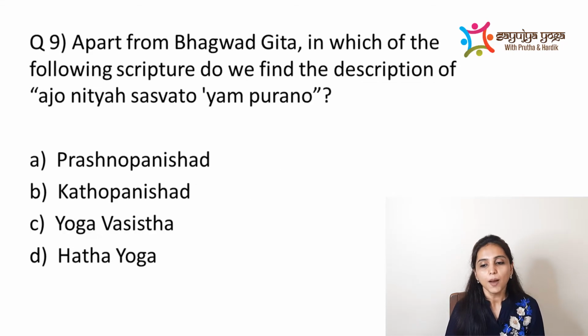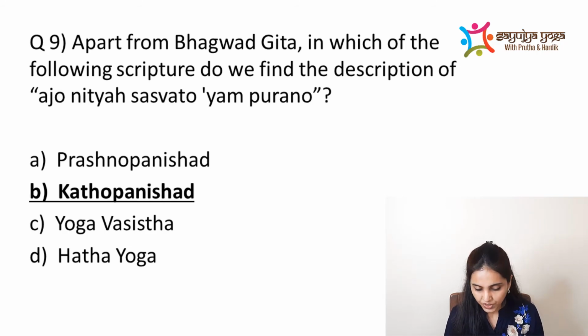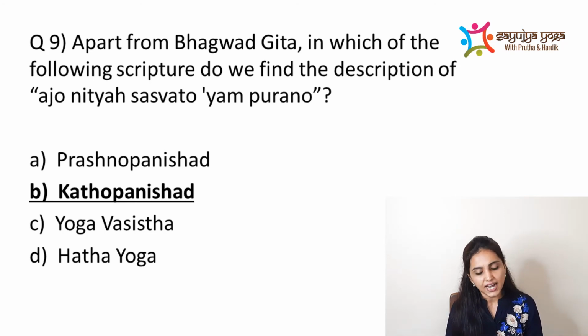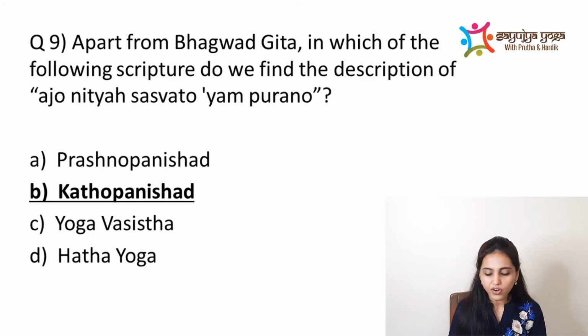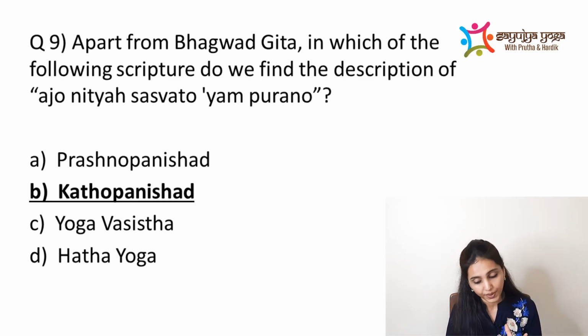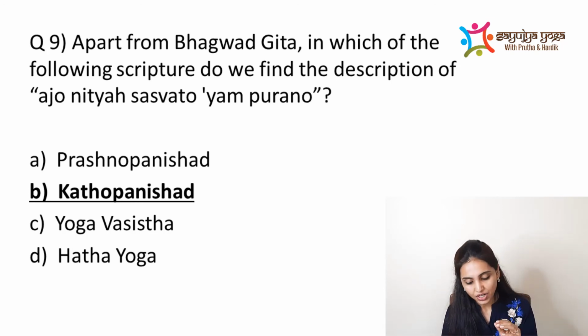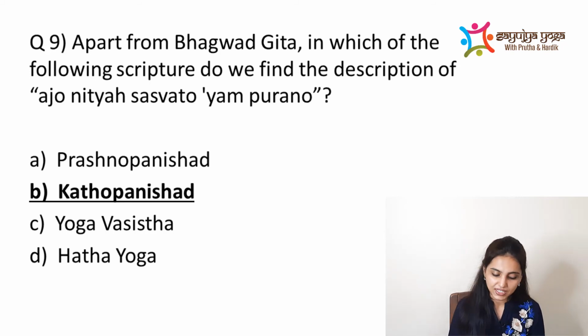The next question is, apart from Bhagavad Gita, in which of the following scriptures do we find a description of Ajo Nitya Shashvatoyam Purano? Okay, and the correct answer is option number B, Kathopanishad. Now mantra number 18 of Kathopanishad elaborates on this. Okay, now it is very similar to what is given in Bhagavad Gita. It says that the Atman is not born nor does it die. It did not spring from anything and nothing sprang from it. This is unborn, eternal, everlasting, ancient, is not slain when the body is destroyed.